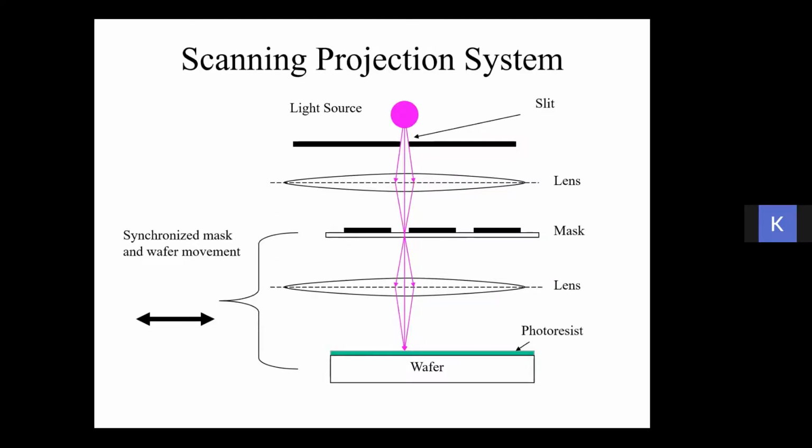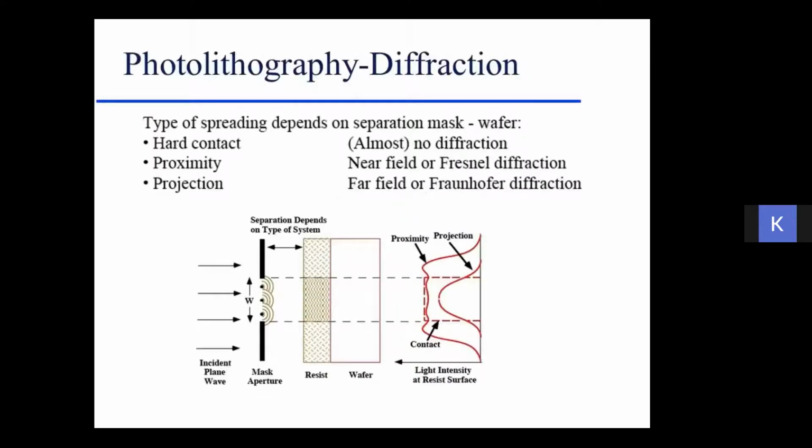And using the projection system, you can scan it also. If you scan the thing over the photoresist, then you can make the pattern over the whole region of a wafer. If the wafer is also large enough, just by scanning the system, you can make the pattern over the whole region.